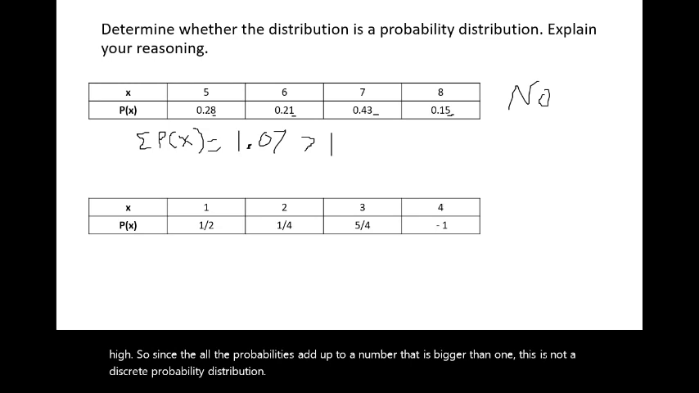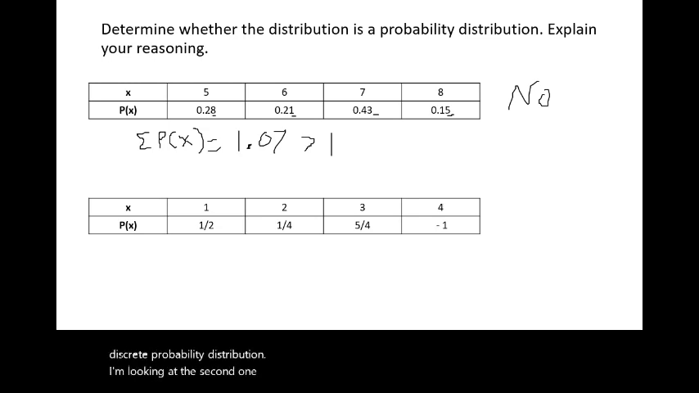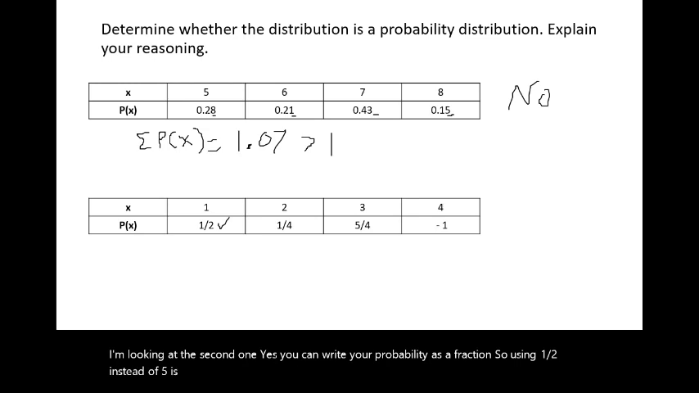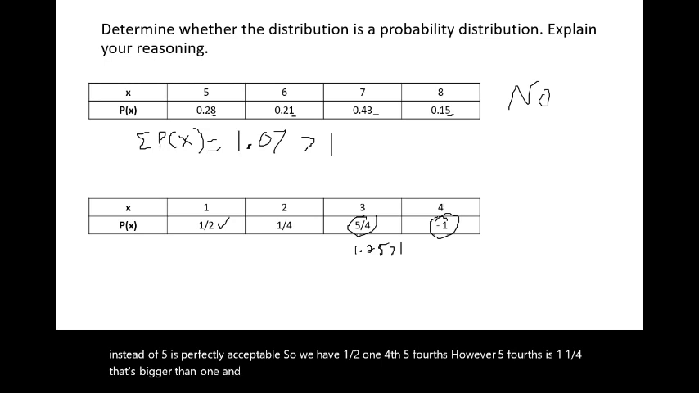And looking at the second one, yes, you can write your probability as a fraction. So using 1/2 instead of 0.5 is perfectly acceptable. So we have 1/2, 1/4, 5/4, however. 5/4 is 1 1/4. That's bigger than 1. And this is a negative. Remember, probabilities cannot be negative.